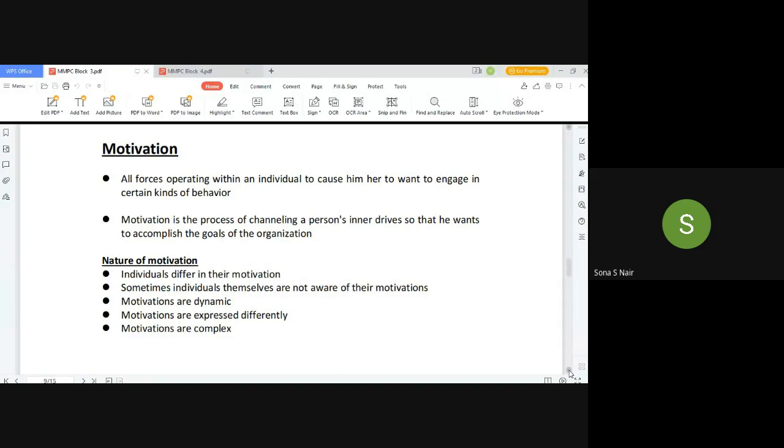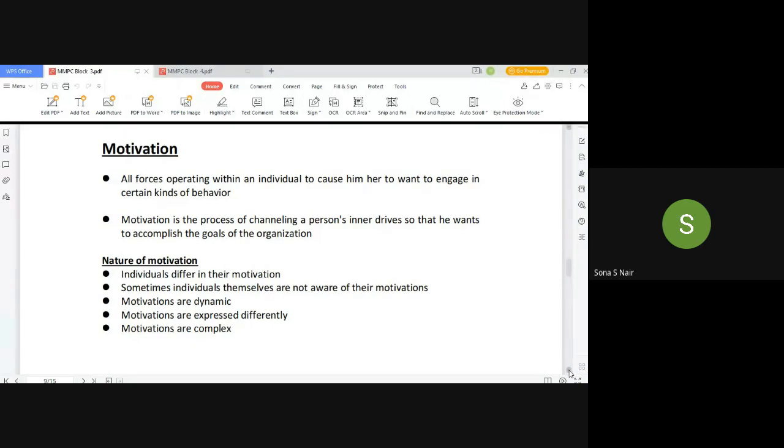People would take different pathways to achieve that. A simple example: if you want to achieve good results in the examinations, some people might study hard, some might do some smart work, some might watch YouTube channels, some might look at the study material very comprehensively. And because of all these things, one more point which is not written over here is that motivations are related to personal factors.